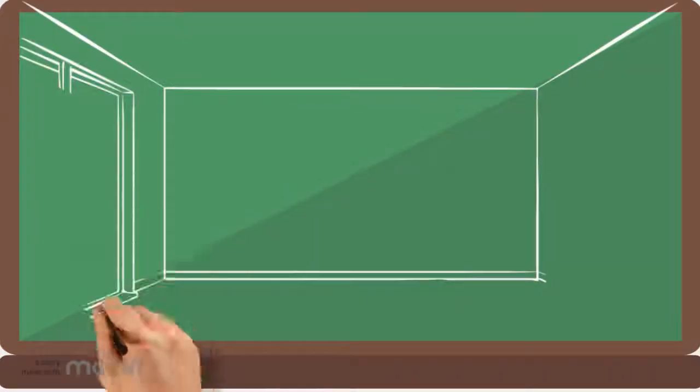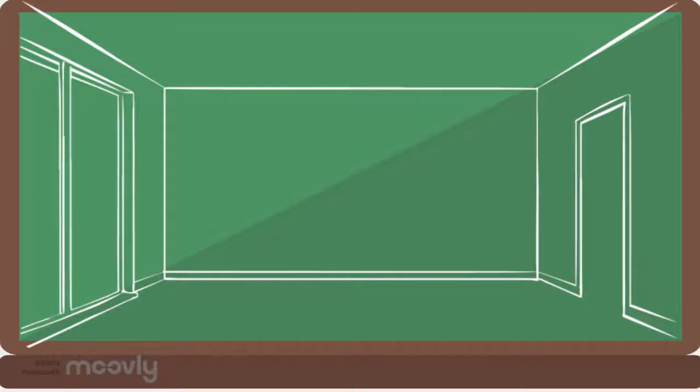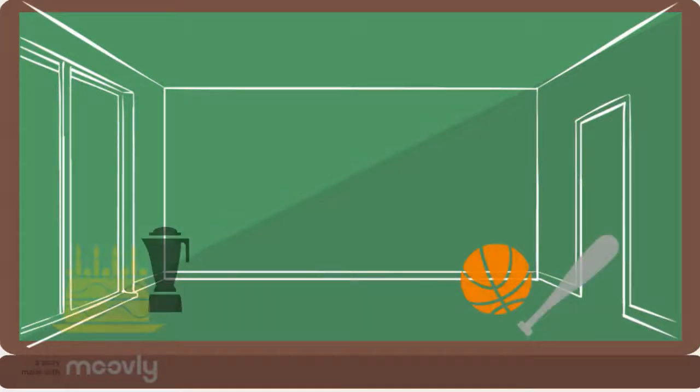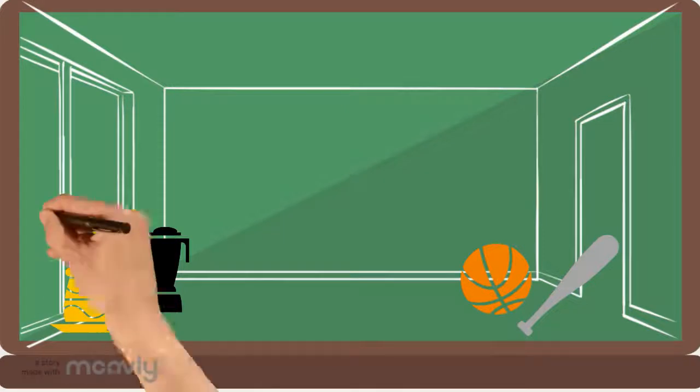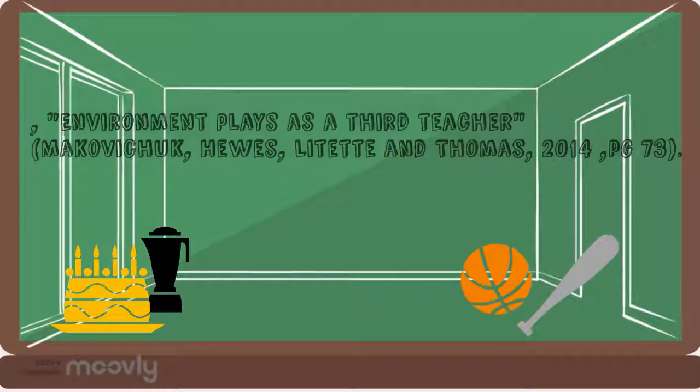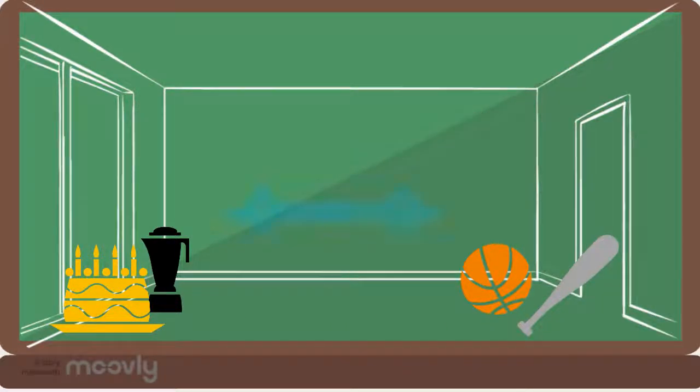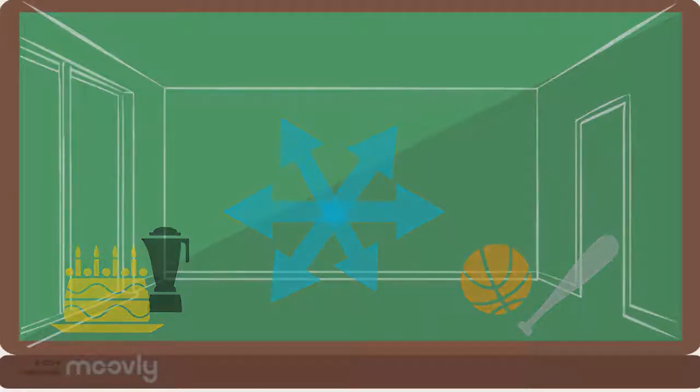An important thing to make sure with your environment is that it works and flows for the children you have. As the Alberta Curriculum Framework states, environment plays as a third teacher. In most cases, things have to be moved around often to make sure that the centers are in the right spot for the children to learn best in.